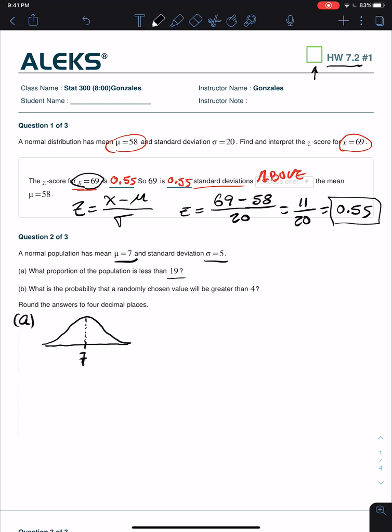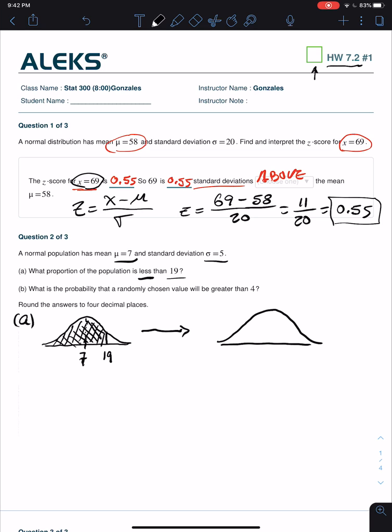What proportion of the population is less than 19? Well, 19 is definitely to the right of 7, so I'm going to put it way over here. Less than 19 is the area under the curve to the left of 19, which is going to look something like that, right? Well, we don't have a way of calculating the area under this curve unless we use a z-table. To use the z-table, we've got to convert this raw data into a standard normal using the z-score.